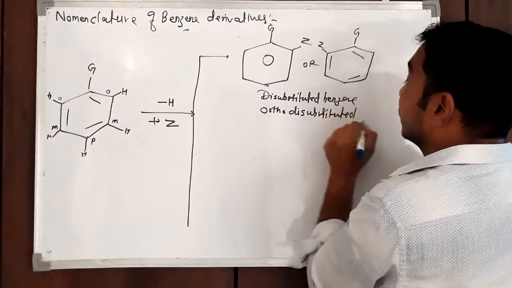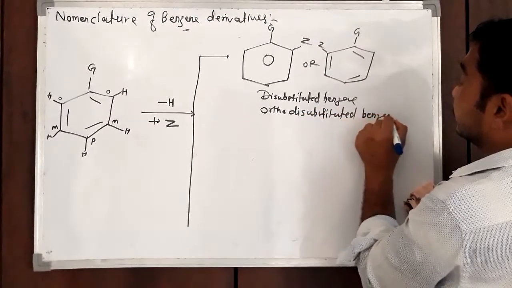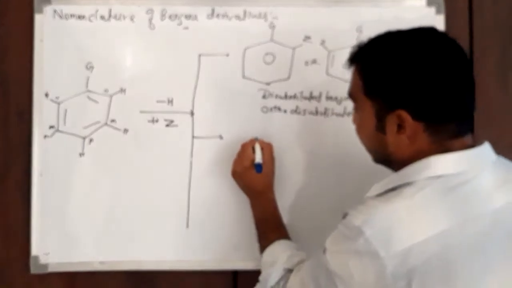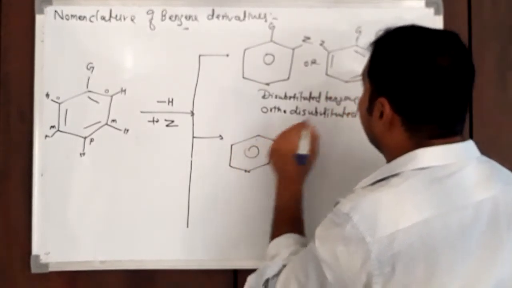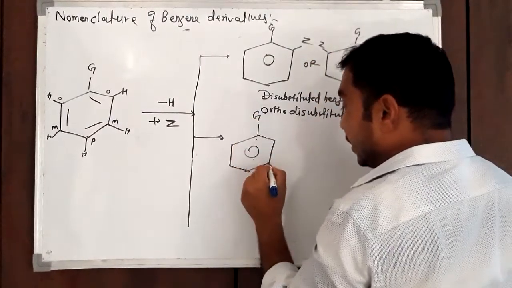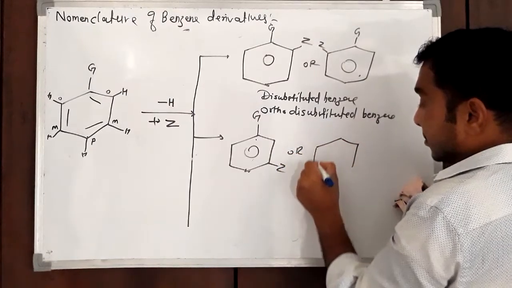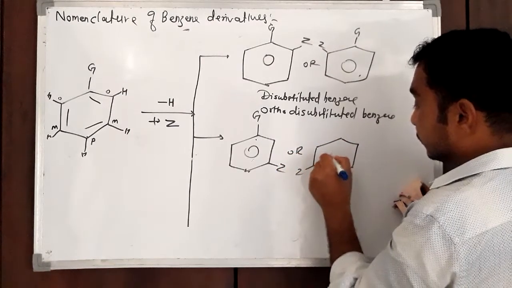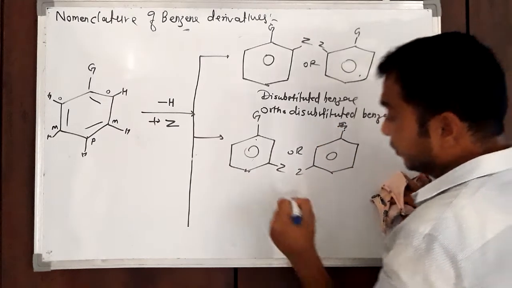Ortho disubstituted benzene. Then, if I replace hydrogen by Z from the meta position, the disubstituted compound obtained is like this, G and here Z, or here. This is called meta disubstituted benzene.